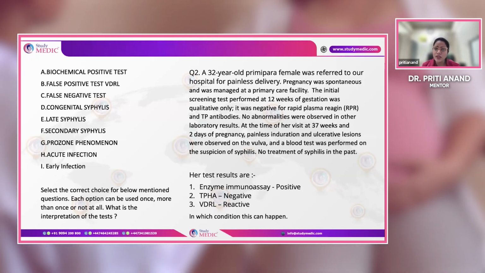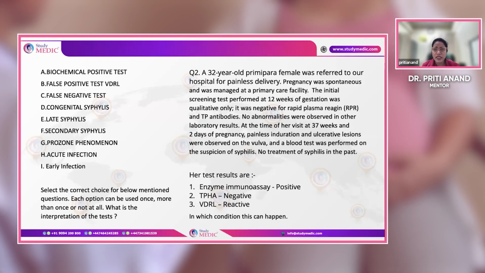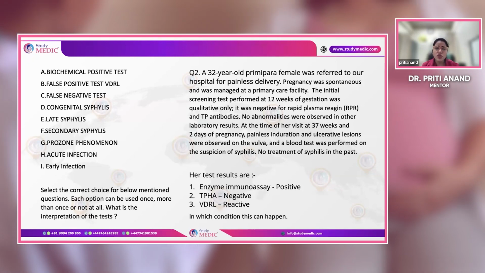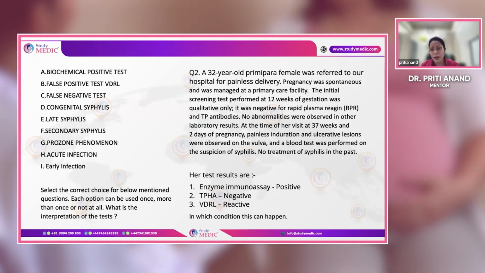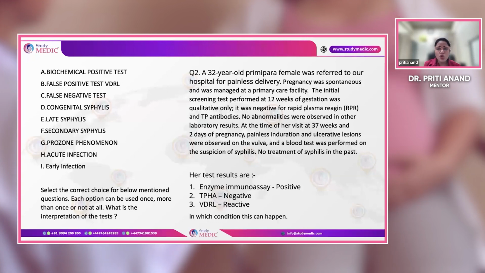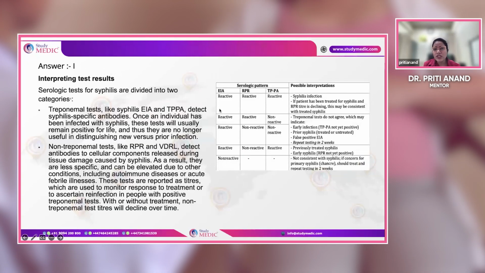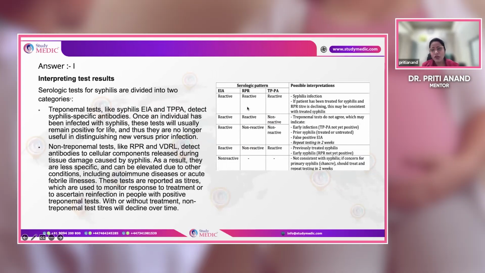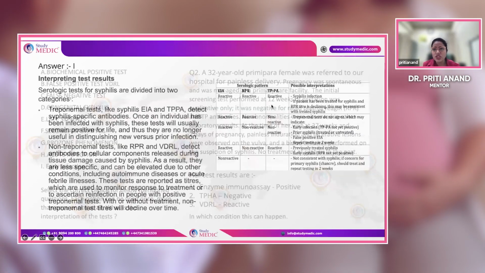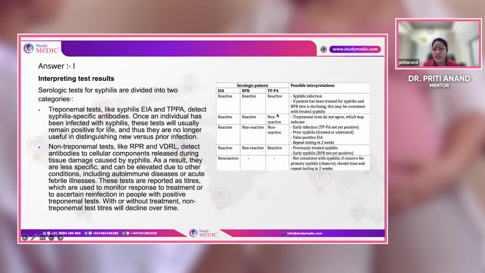Her EIA test is positive, TPHA is negative, and her VDRL is also reactive, that is, it is positive. So in which condition can this happen? Now they are very specific about which condition this can happen in. So look, EIA is reactive, RPR or VDRL we can say is also reactive, but the TPHA test is non-reactive in this case.